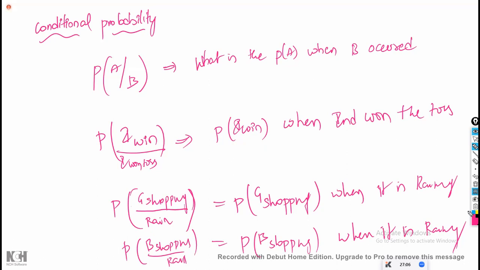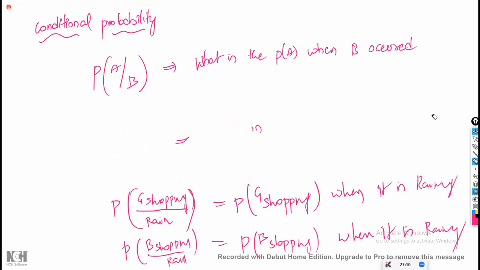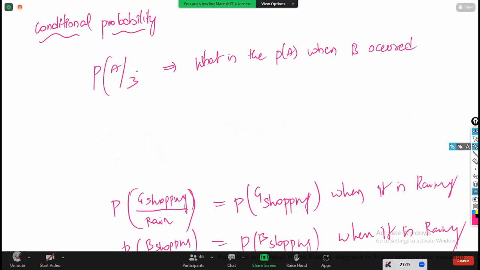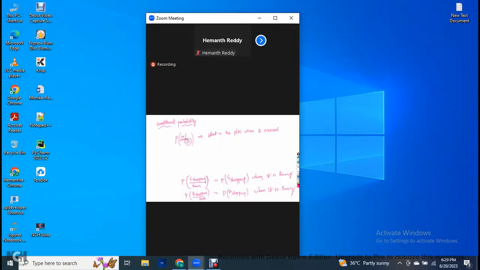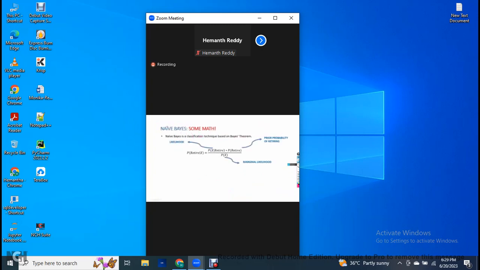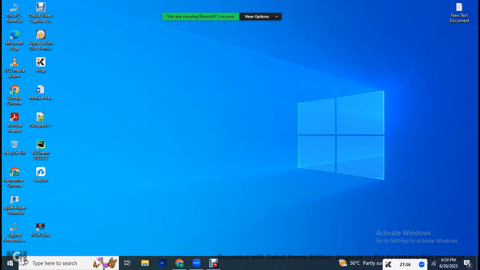So what is the meaning of all these things? It means conditional probability. Conditional probability means when condition B occurred, what is the probability of A? We are calculating the probability of A when B occurred. B should occur. If B is not occurring, there is no need to calculate the probability. So now clearly observe this one.